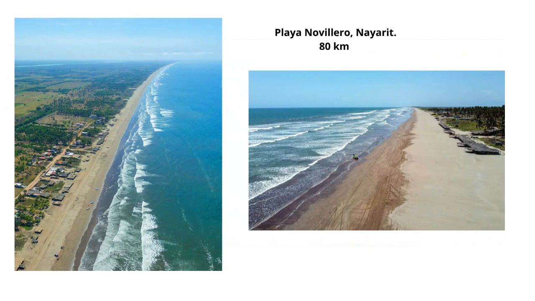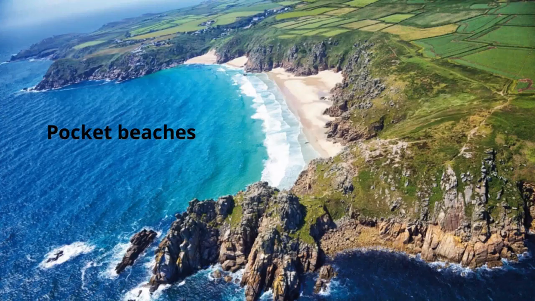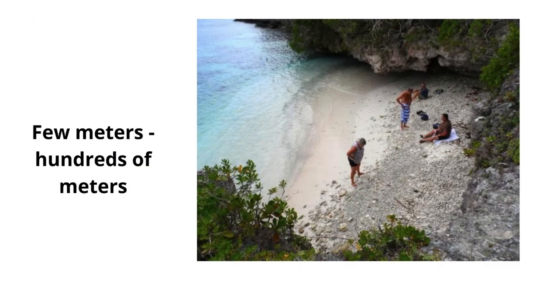Some are long and almost straight or gently curved, while others are shorter and include pocket beaches. For example, Novillero Beach, located in the state of Nayarit, has a length of about 80 kilometers. Pocket beaches. A pocket beach is usually a small beach that is isolated between two headlands. There is typically very little or no exchange of sediment between the pocket beach and adjacent beaches. They usually range in length from a few meters to several hundred meters.